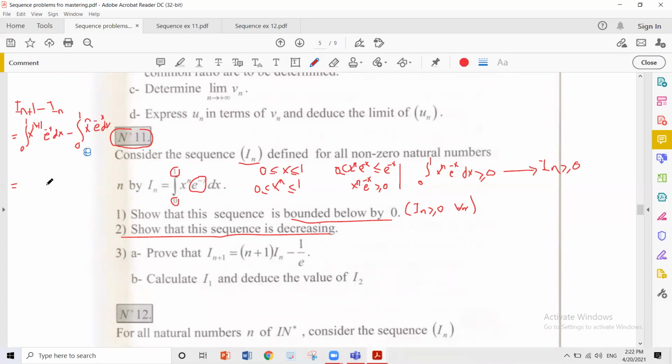How to subtract these two integrals? Financial e minus x should be a constant. I can put them under the same integral. E to the minus x is not constant. I can put them under the same integral, x to the n plus 1 e to the minus x minus x to the n e to the minus x dx. I put them under the same integral. Integral of the sum equals sum of the integrals. Next step, what is the next step?